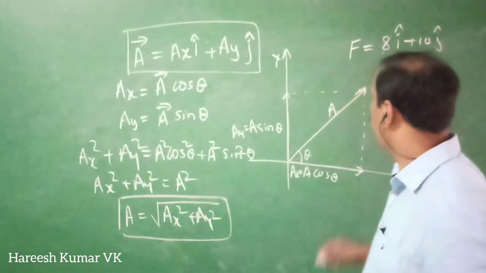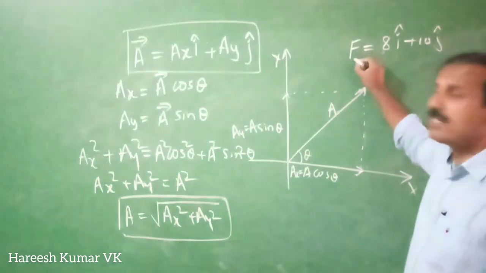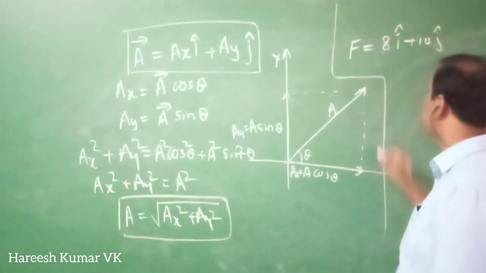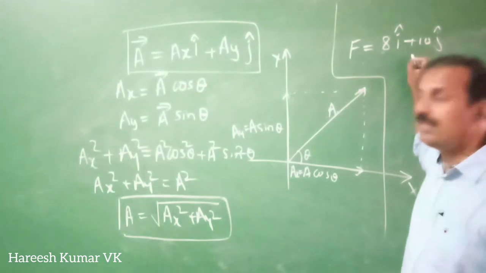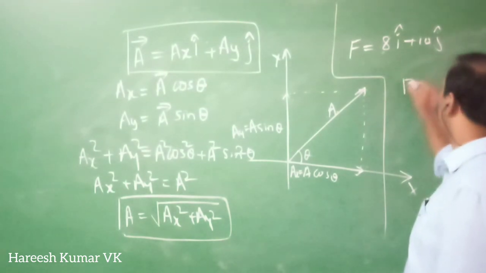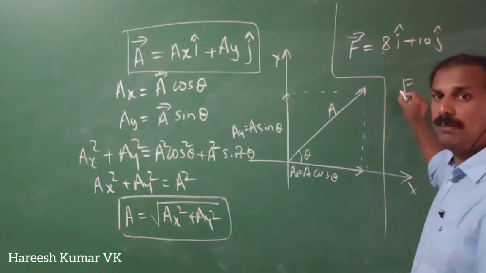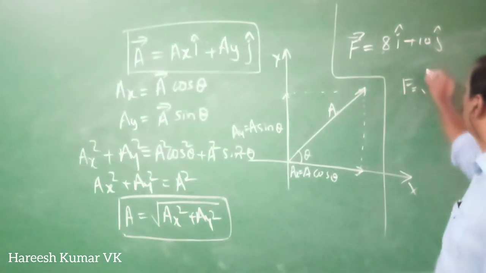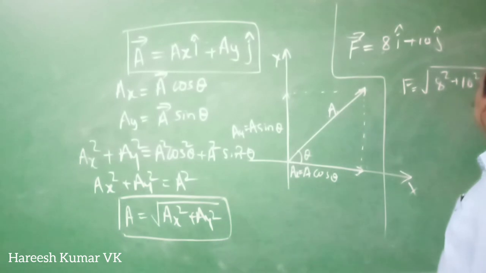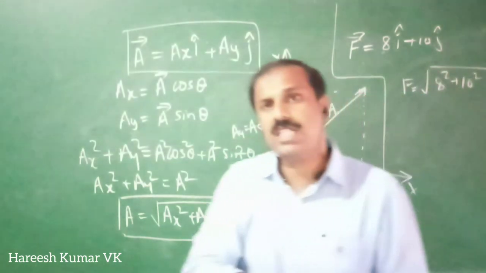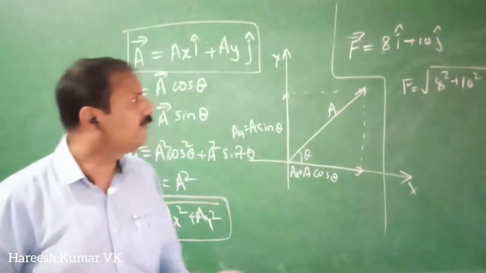So if a vector is given like this, F is given by this one, this much force is acting. How much is the actual force acting? If you want to get how much Newton it is, this is the vector F, and writing the magnitude of F, the force will be root of 8 square plus 10 square Newton. This is how we take the magnitude from the vector notation.